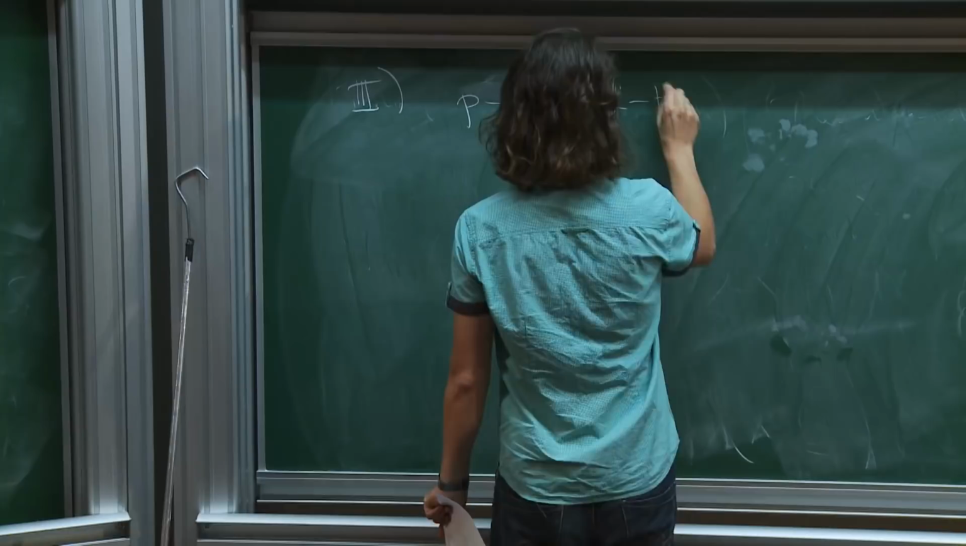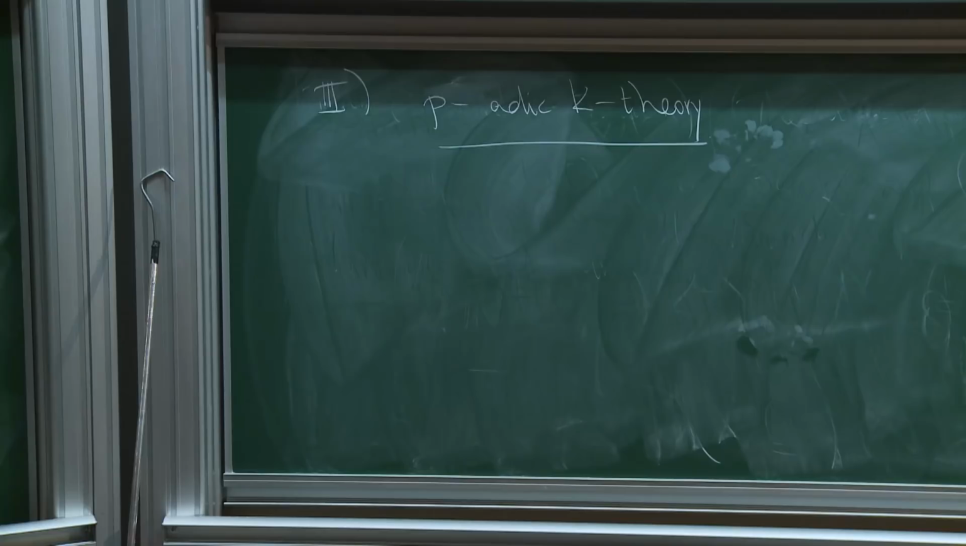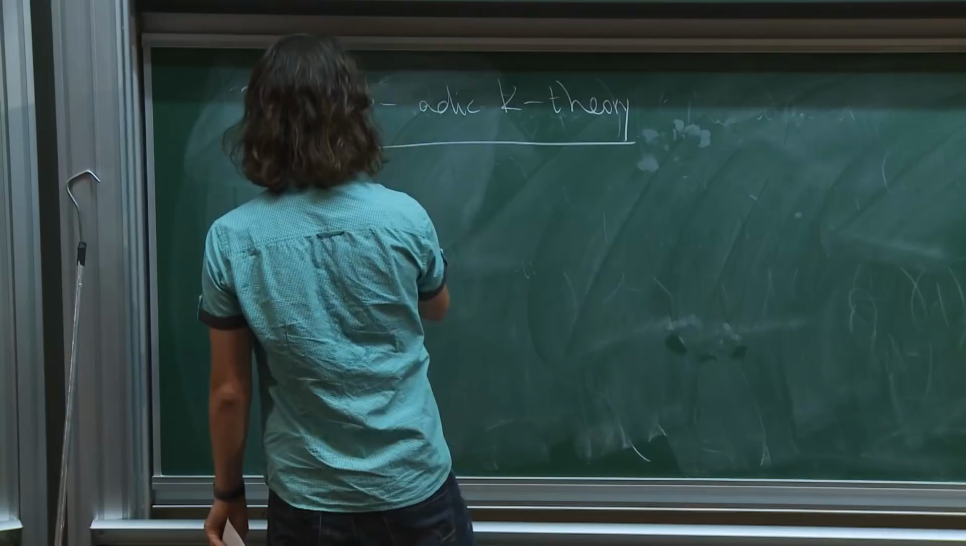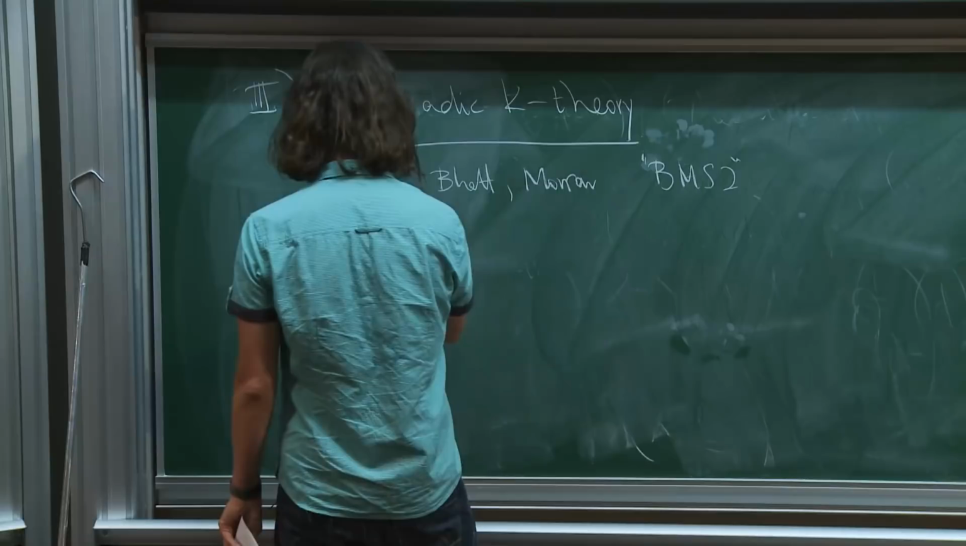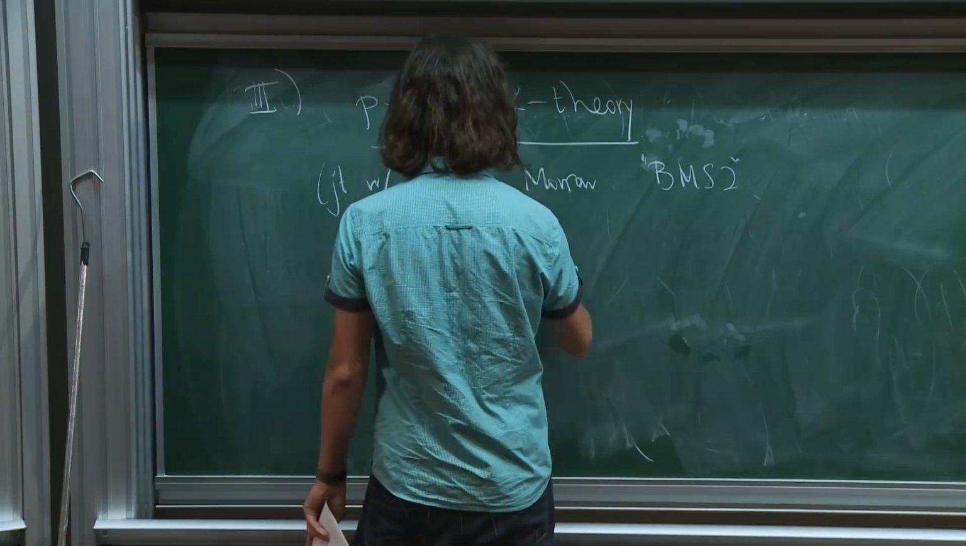Now I would like to say something about p-adic K-theory. And what I will say here relies on joint work with Bhatt and Morrow, our second paper, plus separate work of Clausen-Mathew-Morrow, where Mathew is not the first name of Morrow.